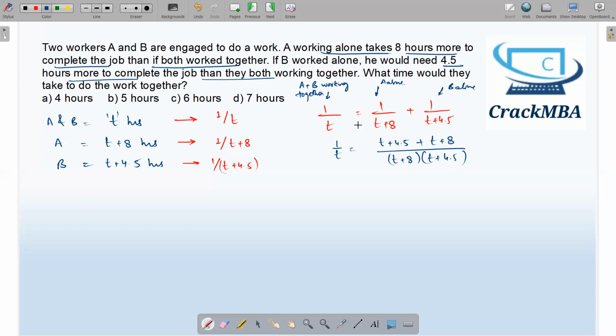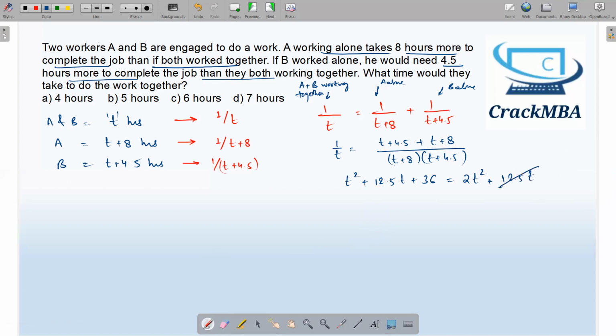Let's do cross multiply. T square plus 8T plus 4.5T, which is 12.5T. And 8 into 4.5, I can take 4.5 as 9 by 2. So 8 into 9 by 2, it will become 4 into 9 is 36. So I get 36 here is equal to what? T plus T is 2T multiplied by this T, which is 2T square, plus 8 plus 4.5, which is 12.5, into T, it will become 12.5T.